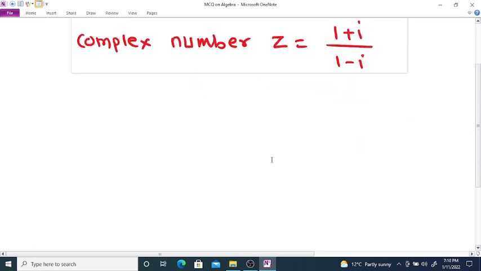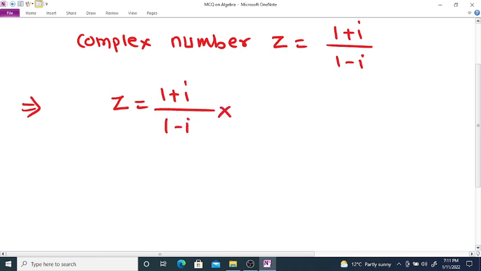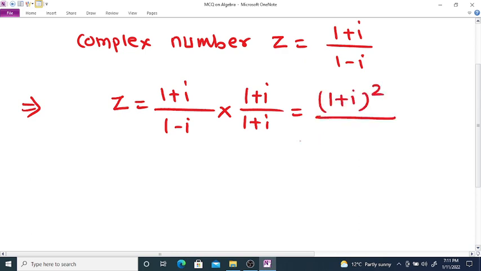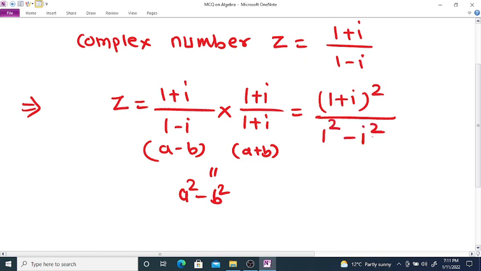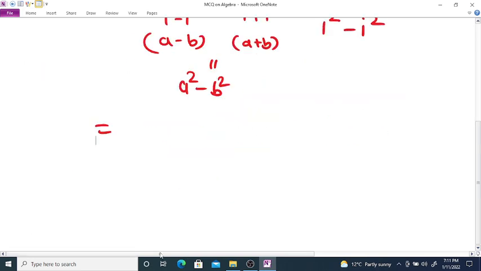So first of all, we want to write this complex number in standard form. The given complex number is 1 plus i divided by 1 minus i. If you multiply the denominator by its complex conjugate, then it is 1 plus i divided by 1 plus i. So this is equal to (1 plus i) squared divided by, now it is a minus b and a plus b, which is equal to a square minus b square. So this is equal to 1 square minus i square.